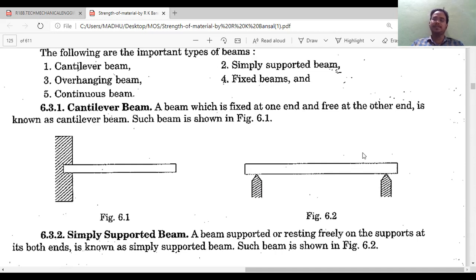How do we find the reactions? If you have a load acting vertically downward, that load should be equated with these two. So this load is equal to RA plus RB. RA plus RB is equal to the load, and the algebraic sum of the moments is also 0 here. There is no motion here.